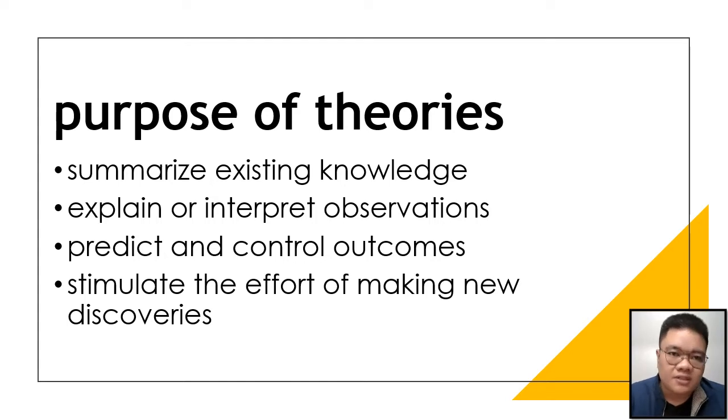There is a lot of existing knowledge, and one of its purposes is to summarize existing knowledge. Second, it would attempt to explain or interpret observations. Third, to predict and control outcomes. And fourth is to stimulate the effort of making new discoveries. So basically, when we are looking into a theory, we are also answering the question, what is the knowledge available to us pertinent to your research?